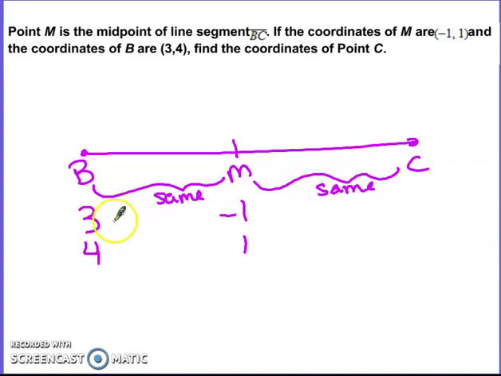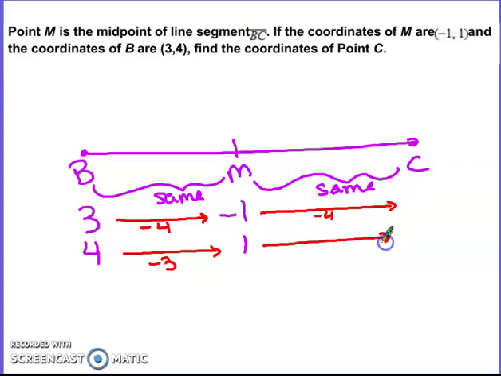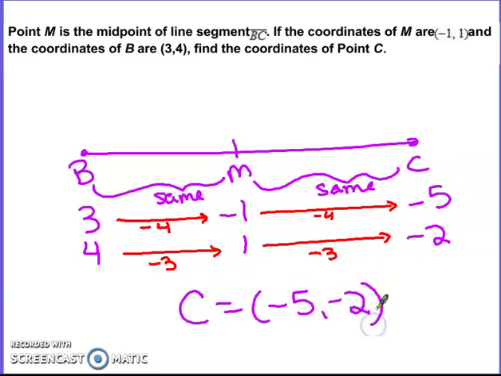So I need to figure out how did I get from 3 to -1. In this case, I subtracted 4. I'm also going to look, how did I get from 4 to 1? Well, I subtracted 3. Because midpoint means they're the same, that means you have to do the same thing on both sides. If they're congruent, they are exactly the same. So to get point C, I'm going to subtract 4 off my x, and I'm going to subtract 3 off my y. Well, -1 minus 4 gives me -5, and 1 minus 3 gives me -2. So C is located at (-5, -2).